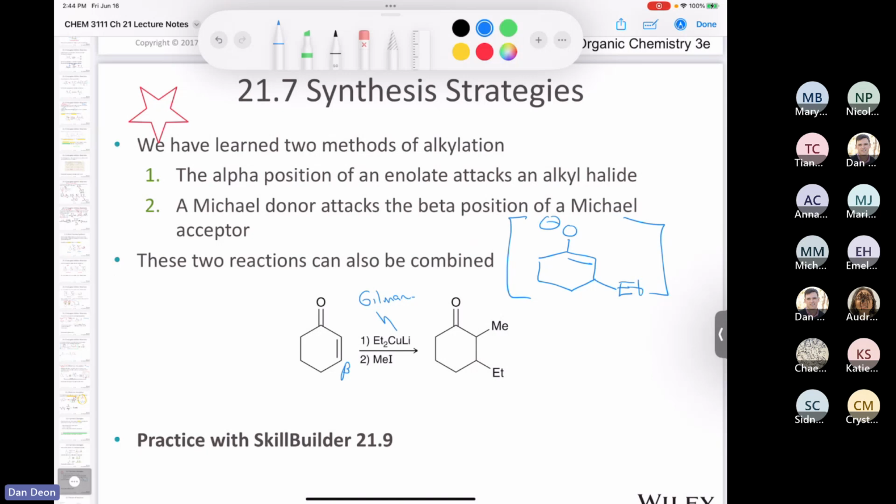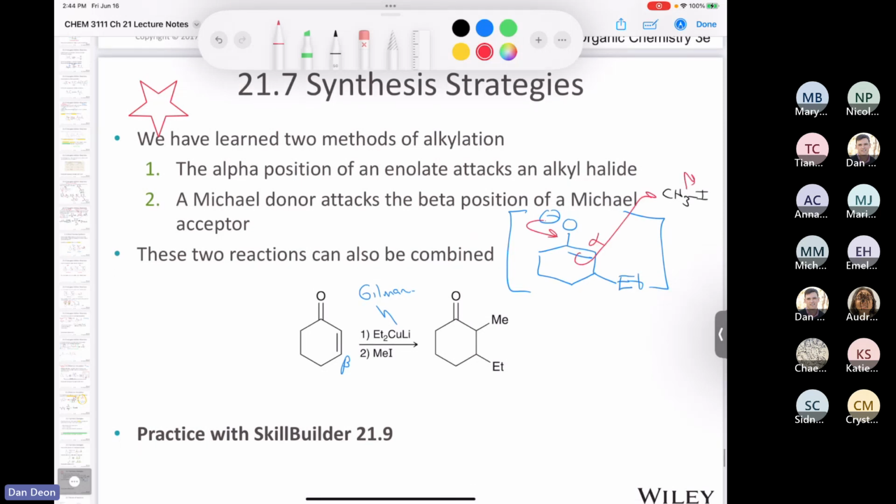So then you can imagine that if you put it in the presence of methyl iodide, and again, I don't have a lot of room here, what's going to happen is it's going to do an alkylation on the alpha carbon. Okay, so you add the methyl group to the alpha carbon. Give me a thumbs up if that makes some sense to you. So Gilman adds to the beta, you make an enolate, and then that just does an alpha addition at the alpha position. Pretty cool reaction, huh? So it shows you a way to put something at the alpha carbon and the beta carbon simultaneously.